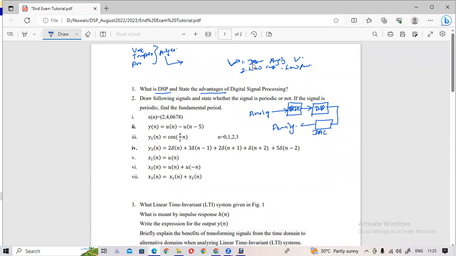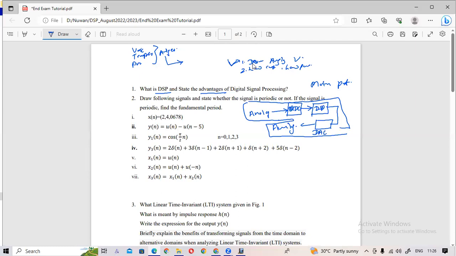So this is the basic part of a digital signal processing system. We have the analog signal, then analog to digital conversion, then the digital signal processing unit, and here the analog to digital converter. After processing, digital to analog conversion, then you can get the analog signal again.